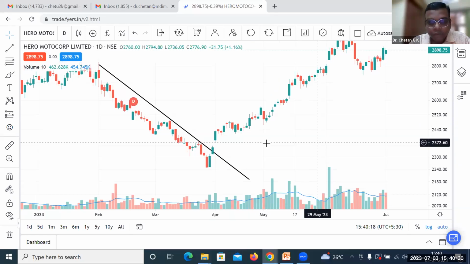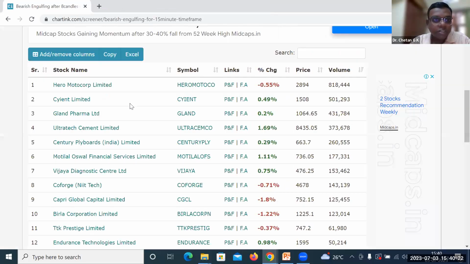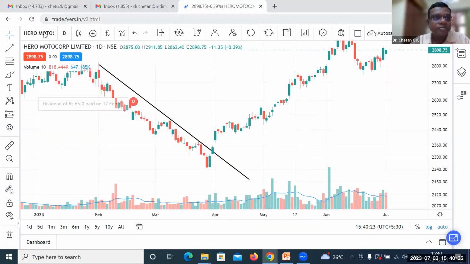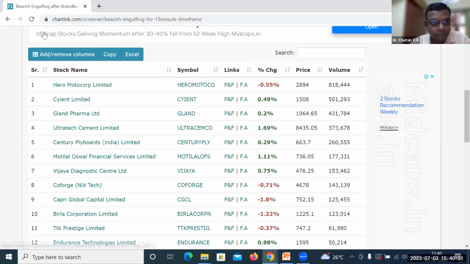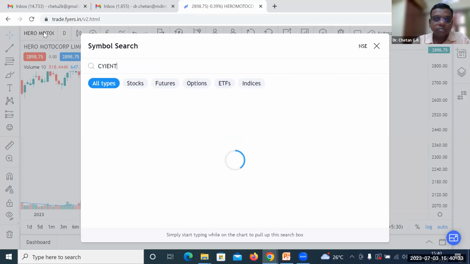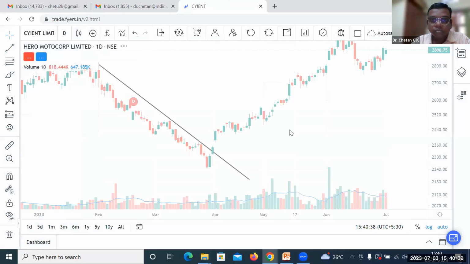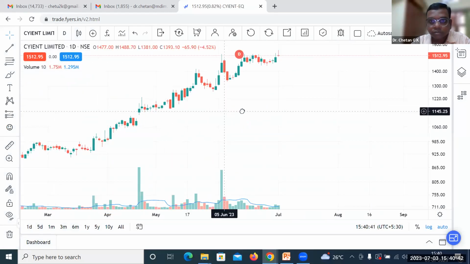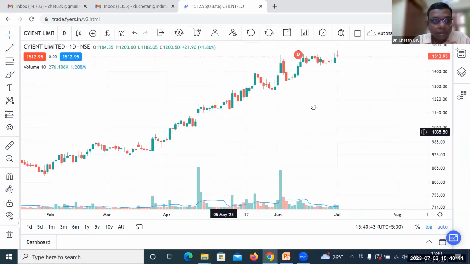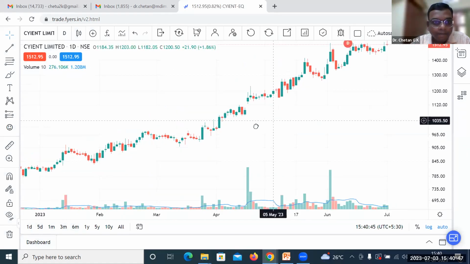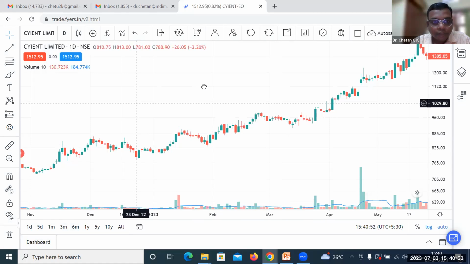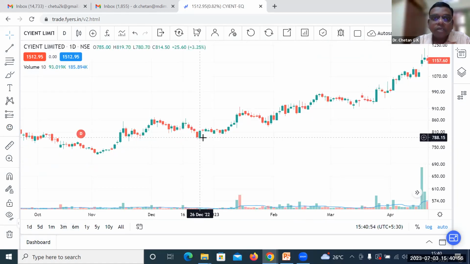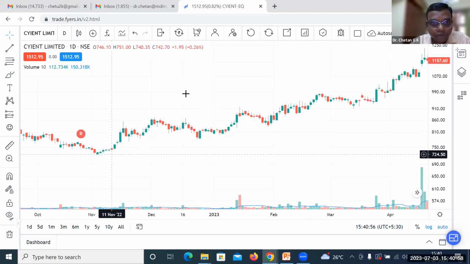Okay. So next comes CYIENT Limited. Can you see here? But for me, this is not an engulfing because there is no trend as such here.